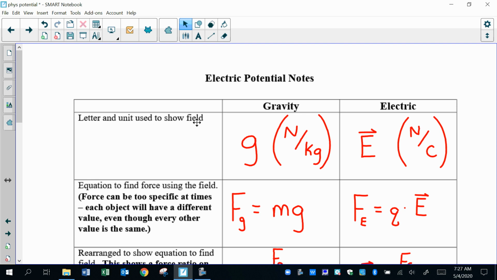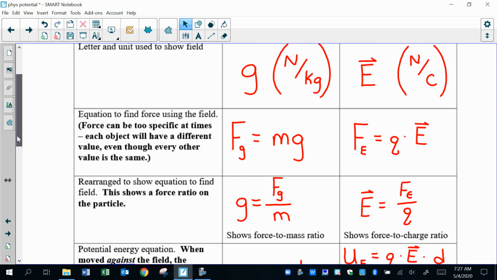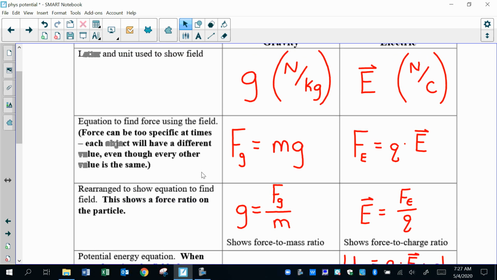So the gravitational field is g, newtons per kilogram, which actually converts into meters per second squared, which is why we can use free fall acceleration as g. But this right here is our gravitational field. For every kilogram you have, you're pulled down with 9.81 newtons. The equation to find the force? Well, I have force equals mass times g, which is actually the equation for field rearranged. g is equal to the force divided by the mass, newtons per kilogram.